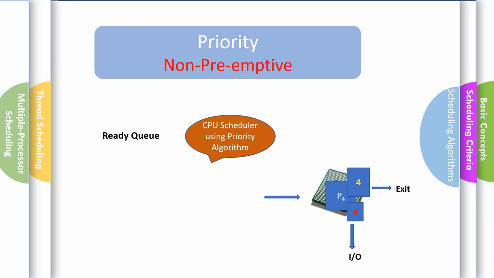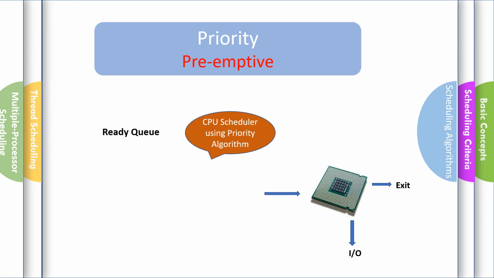So P4, though it had come into the system first and it was having the least processing CPU burst, still it was the last to finish because it was having a lower priority. Now let's see the preemptive version of this system.